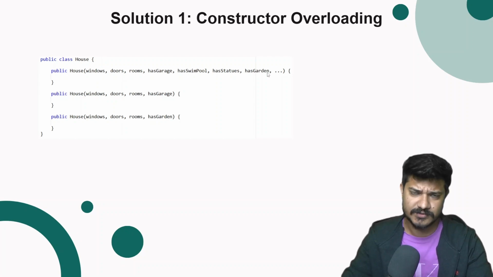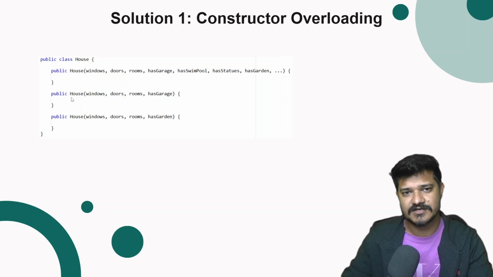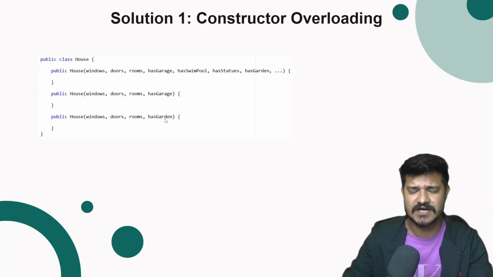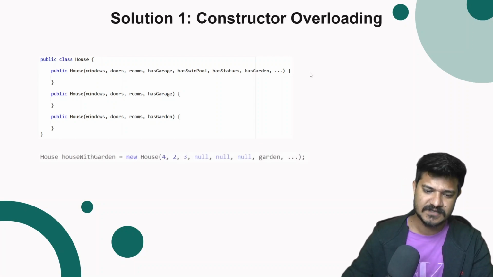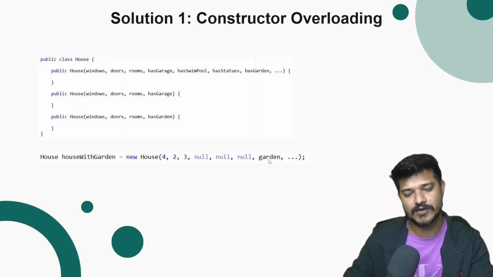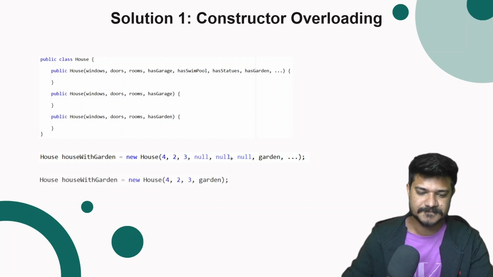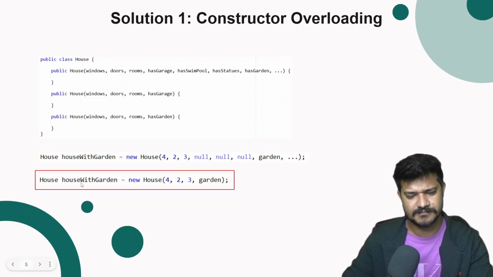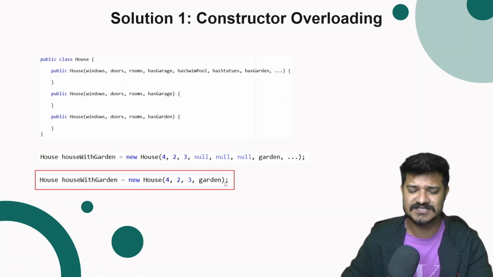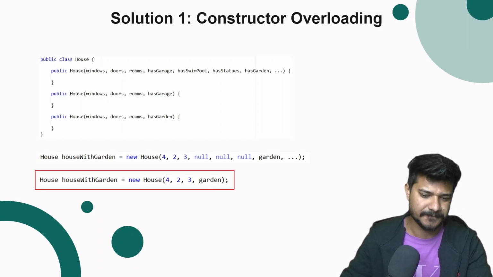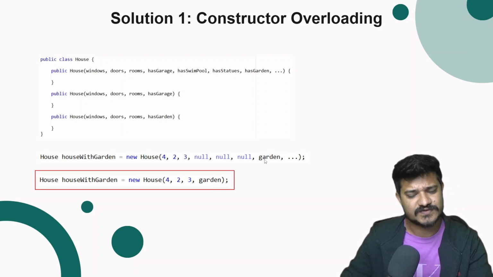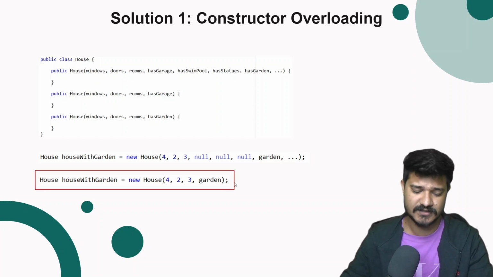So for a simple house, you can provide a constructor. Another constructor you can provide for a house with a garage, another for a house with a garden, so on and so forth. You can provide a different constructor for each combination of the fields. This way, the house with a garden that we earlier had to define like this, we can bring down to this initialization of the object, where we are only passing the essential values because we have a constructor for that, because we are using constructor overloading. So the earlier code which was looking ugly now looks much better.